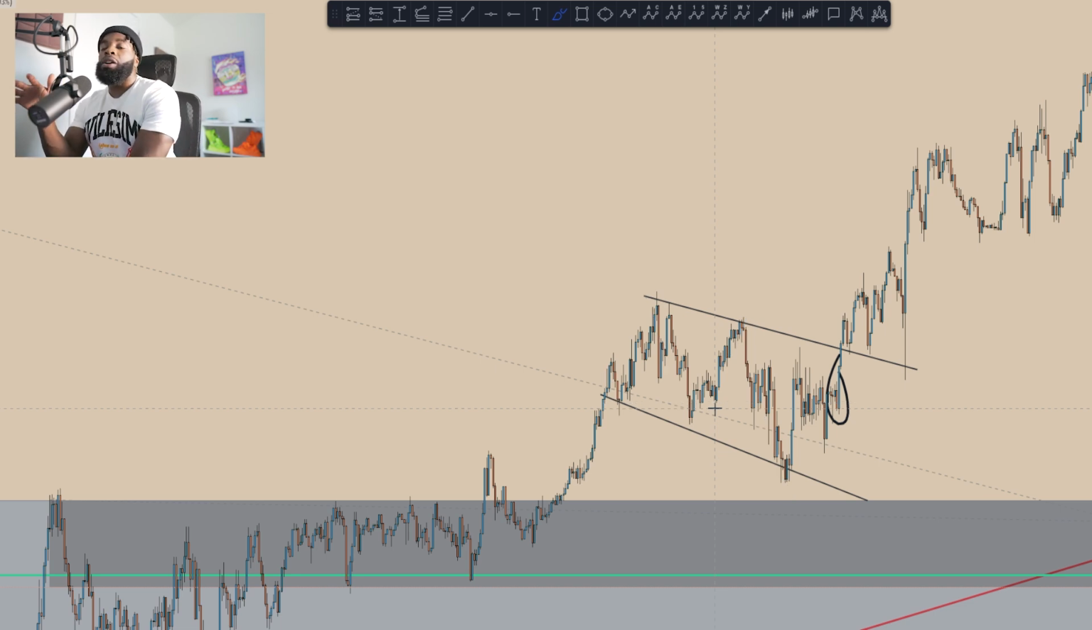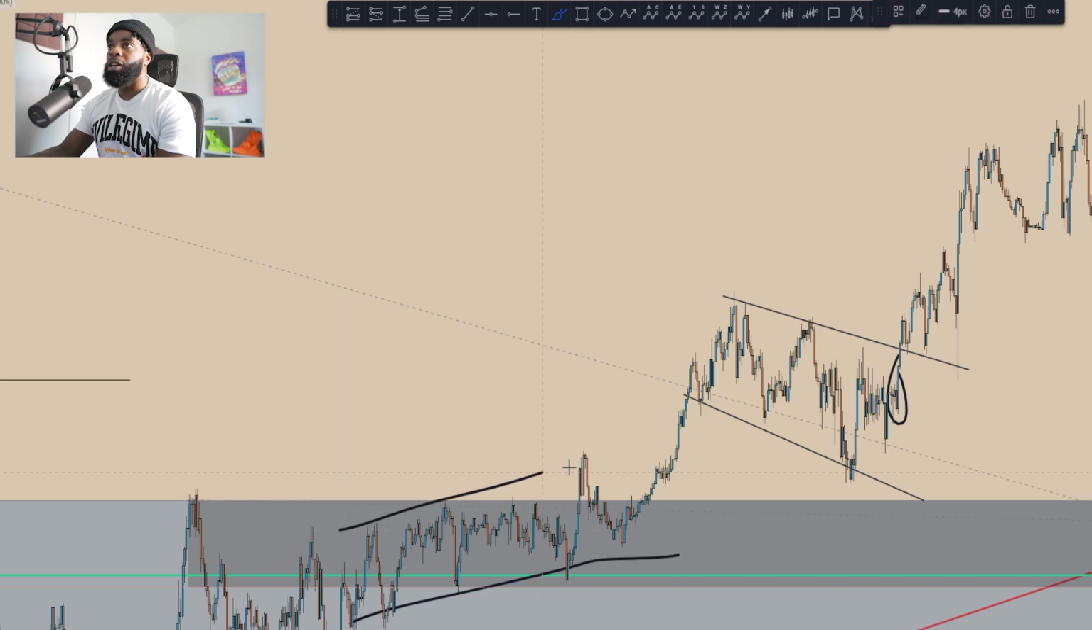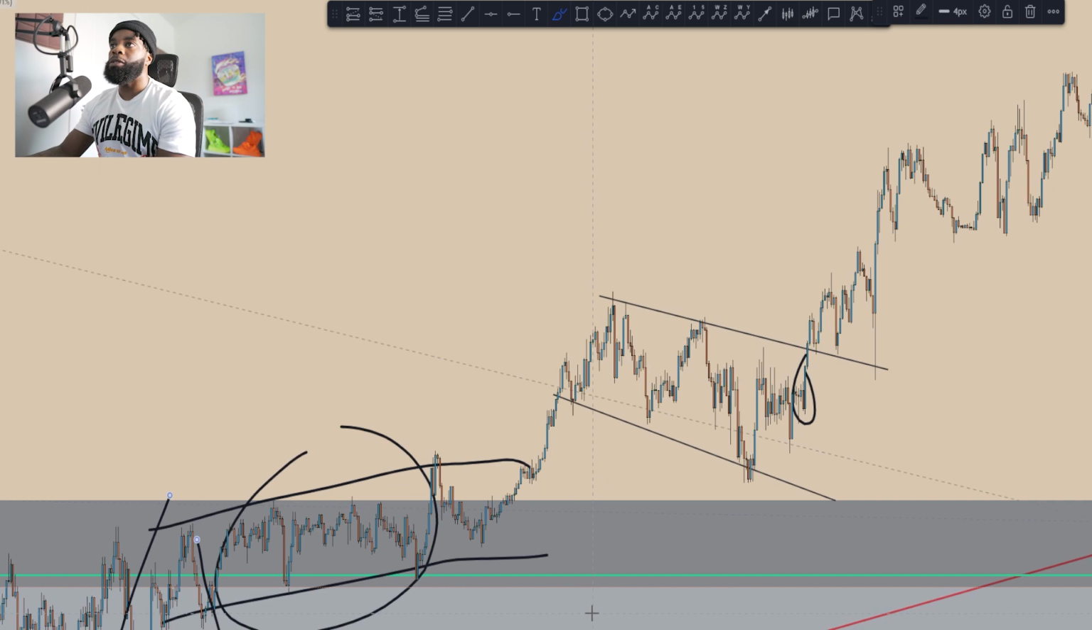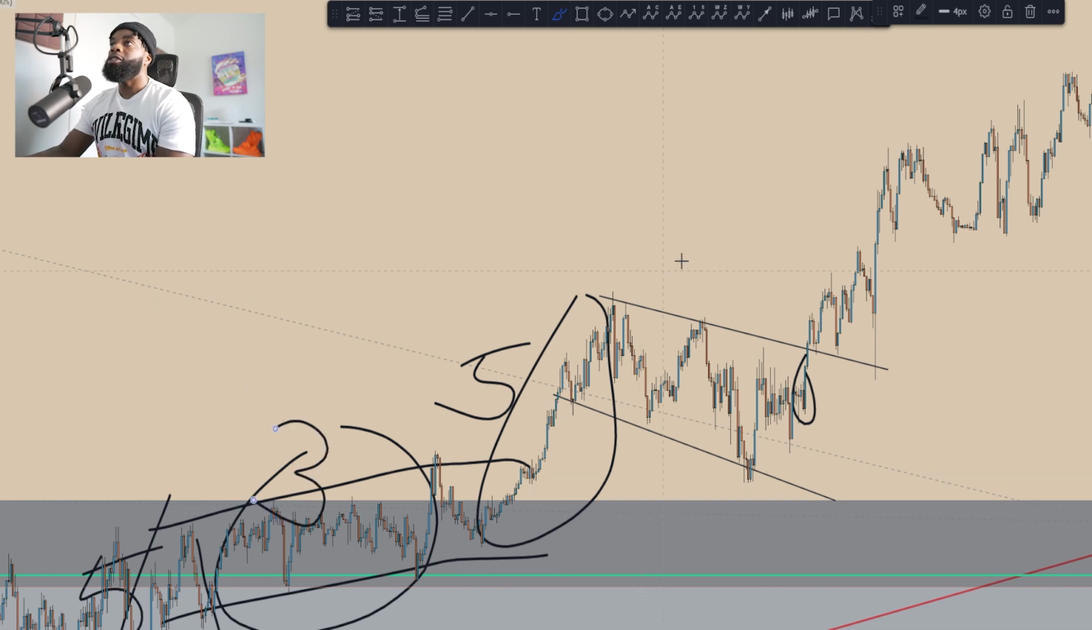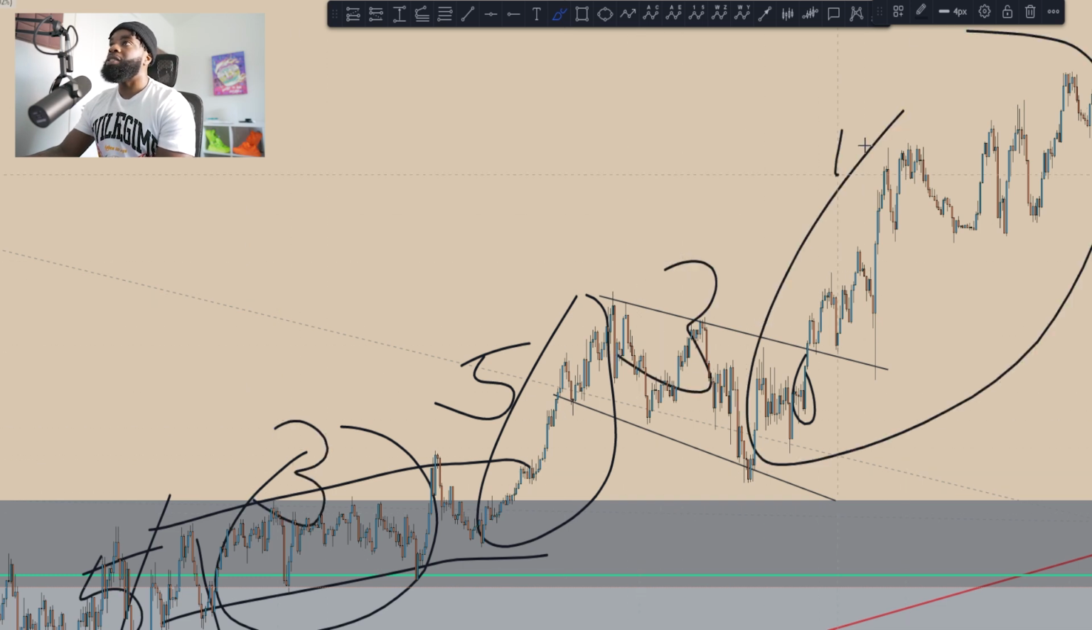Now, after those 3 waves are completed, I expect the C leg to continue, which should be another set of 5 waves. Guys, guess what? Inside of all of this right here, this is a correction. Inside of all of this right here, this is impulsive. Inside of all this right here, this is impulsive. There's 5 waves in here, 5 waves in here, 3 waves in here, 3 waves in here, and there's 5 waves in here.